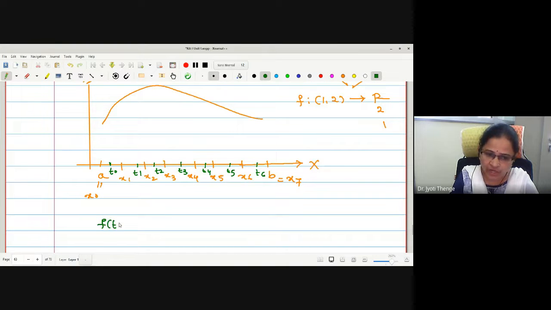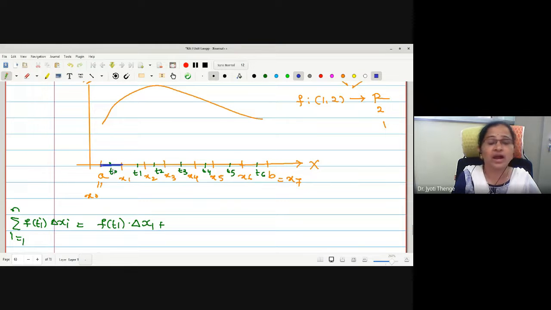First term will be f of t1 into delta x1, no? In the summation f of ti delta xi, my first term is f of t1 into delta x1. What is delta x1 again? Delta x1 is this region, the length of the interval. Then again this is going to give us the area of the rectangle with width delta x1 and length or height as f of t1. I have to write, no? Sorry, t1, t2, t3, t4, t5, t6 and t7.